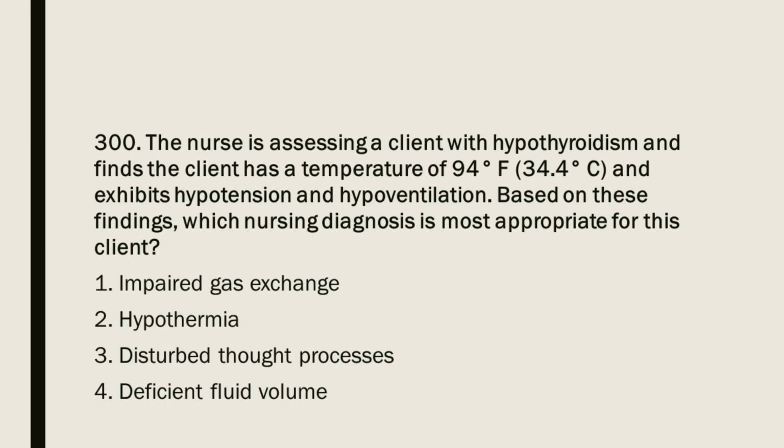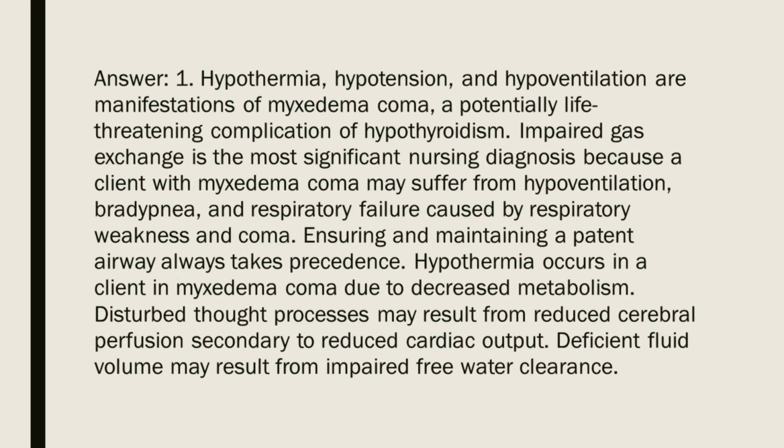300. The nurse is assessing a client with hypothyroidism and finds the client has a temperature of 94 degrees Fahrenheit, 34.4 degrees Celsius, and exhibits hypotension and hypoventilation. Based on these findings, which nursing diagnosis is most appropriate for this client? 1. Impaired gas exchange. 2. Hypothermia. 3. Disturbed thought processes. 4. Deficient fluid volume. Answer: 1.